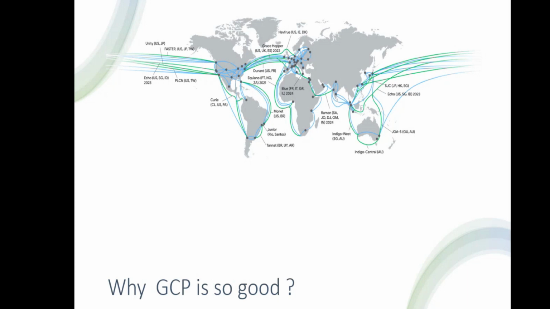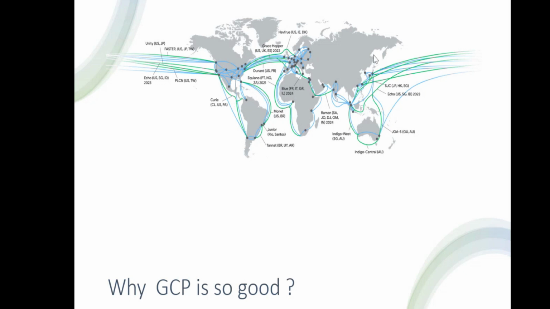In the world, 40% of the internet traffic is going through this Google network. GCP data centers are throughout the world. All data centers are interconnected using the GCP network. 37 regions throughout the world in 200 countries.